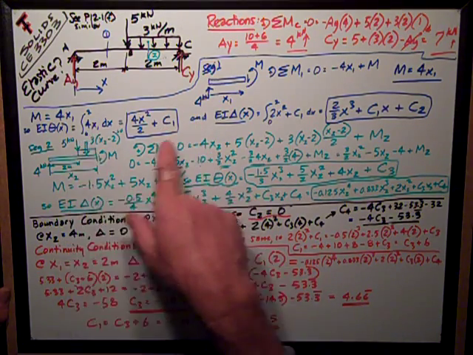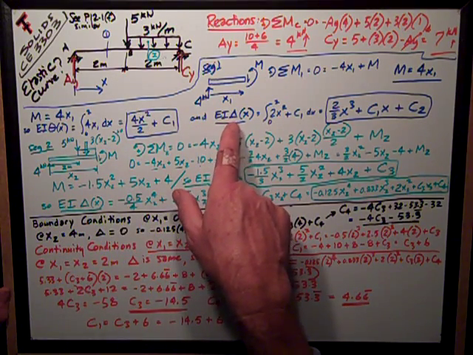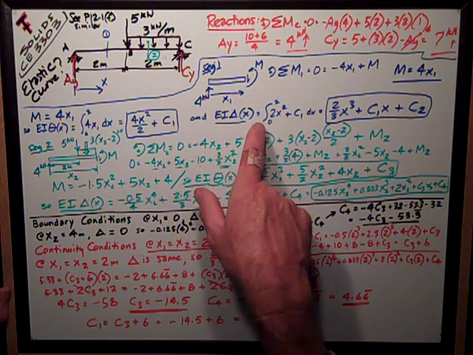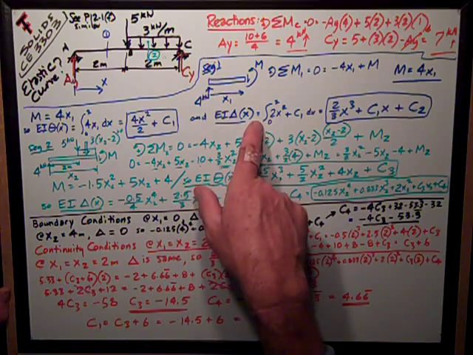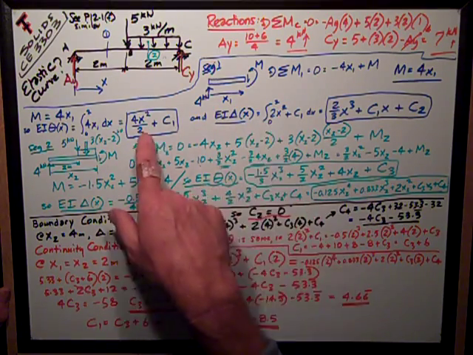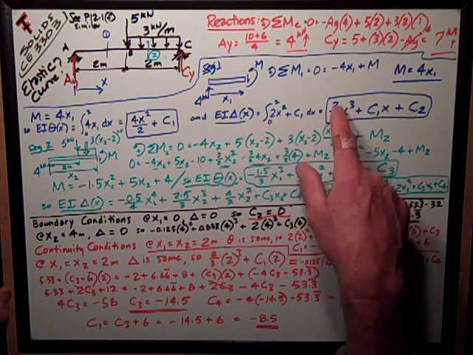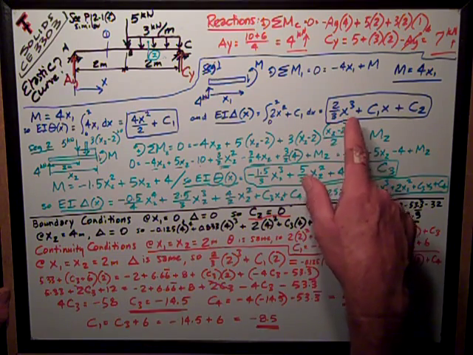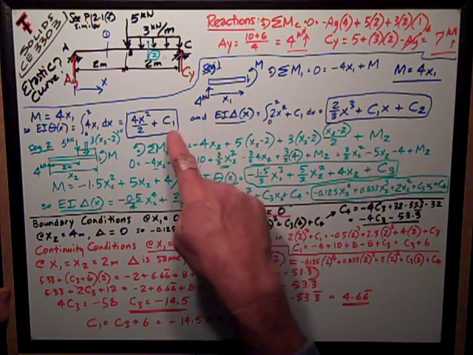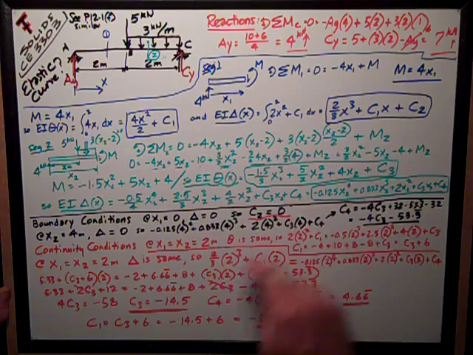I integrate this equation again to get the deflection, which I'm going to call delta for this example. Delta of x is the integral of this equation, which is really 2x squared plus C1. Integrating that once, I get 2/3 x cubed, that's x1 cubed, plus C1, my constant of integration, times x, plus another constant of integration, C2.